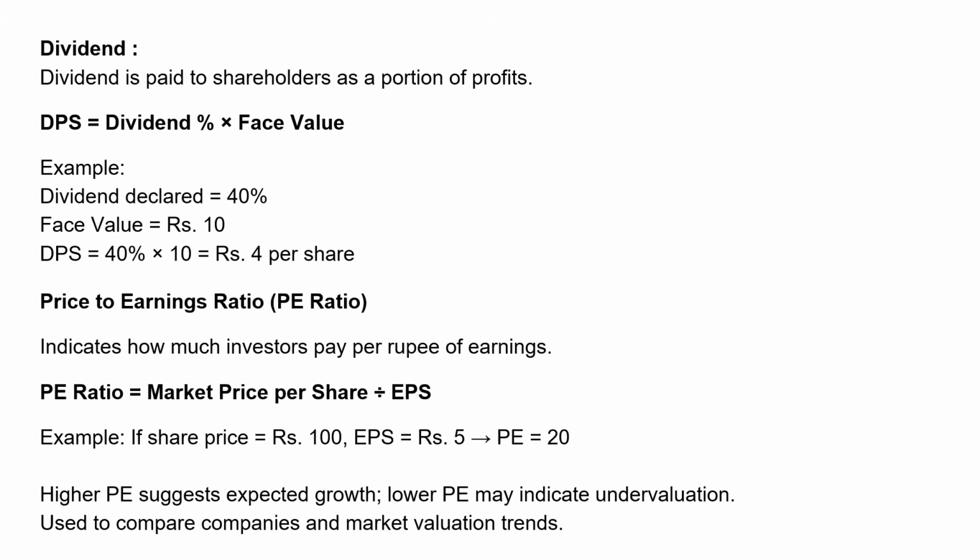So PE ratio 20 basically would also mean that I am ready to put in 20 rupees for every 1 rupee of earning that I can get out of it. Okay, that is how you can put it in a simple sentence. So P to E ratio means it indicates how much the investor is ready to pay per rupee of earning. Okay, higher PE suggests expected growth, lower PE indicates undervaluation. So if you see that the PE is very high, then it basically means that there is a very big growth. While at the same time, if there is lower PE, it can say that it's undervalued company.